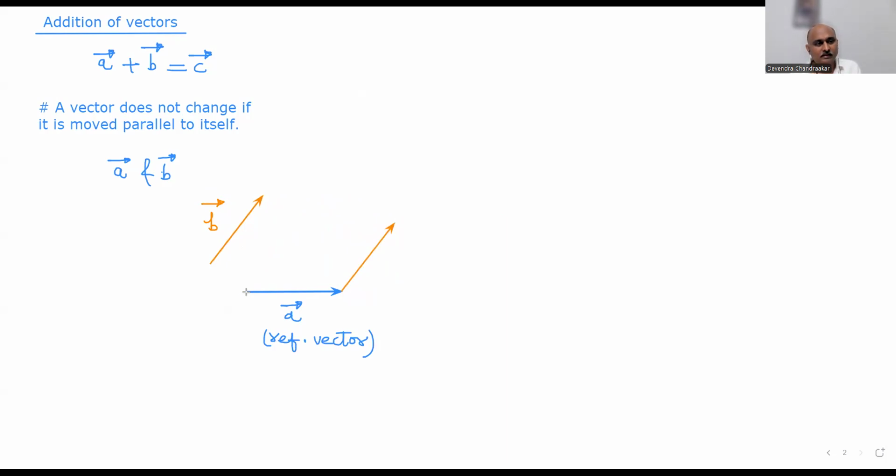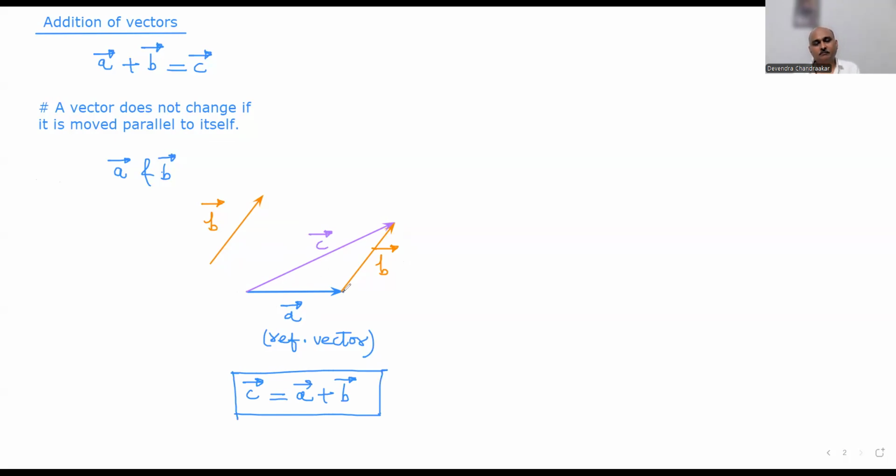Now, there is a free tail and a free head left here, right? We join these two and put a vector in between, and we get this vector as vector C. I hope I'm making sense to all of you. Yes or no? So this vector C is nothing but vector A plus vector B. Clear, everyone? This is how we add the vectors.